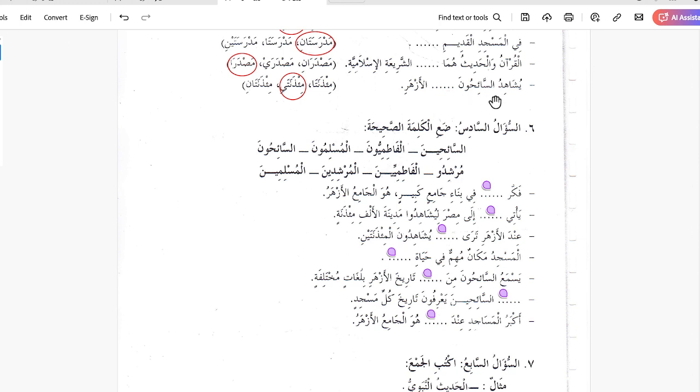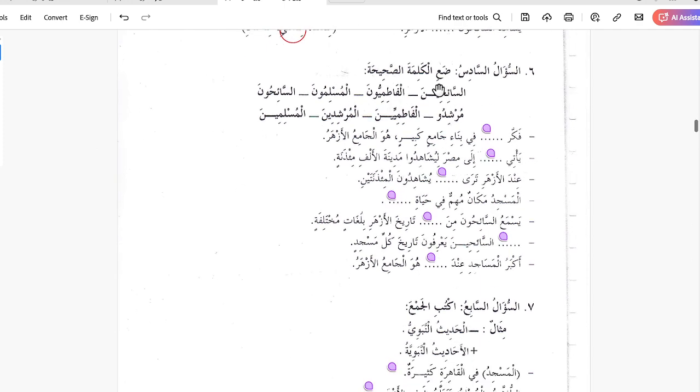So the tourists, they watch what? The minaret. So this should be coming as a mansoob because this is maf'ul bihi. So we can't use mizanatani because maf'ul has to be mansoob. So we have to use the mizanataini form, aini, but the noon is removed because this is mudaf alayhi.